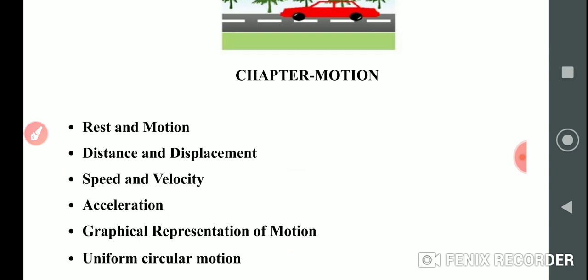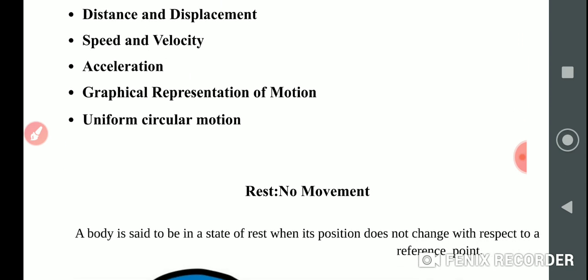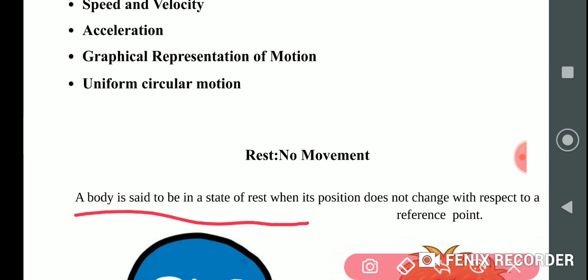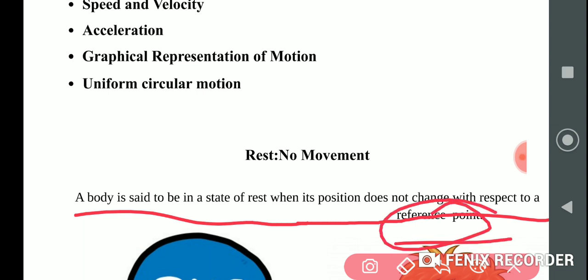So dear students, there are two positions of an object, rest and motion. So what is rest and what is motion? Let's discuss. Number first, we have rest. Rest means no movement. A body is said to be in the state of rest when its position does not change with respect to a reference point. Reference point means a fixed point. For example, a tree we can consider as a reference point.